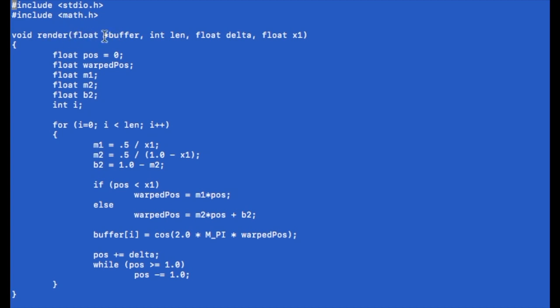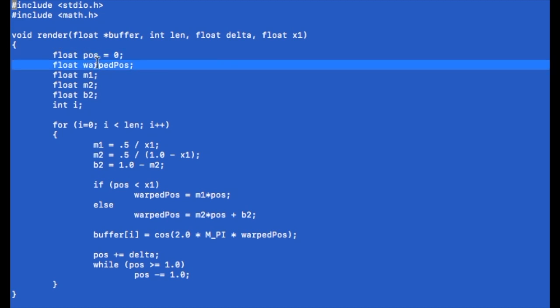So I've got my render function. We're going to be passing in a floating point array that we're going to fill. We've got how many samples we want. We've got what pitch we want in terms of the frequency divided by the sampling rate. And if that's really mysterious to you, you should go and check out my video on building basic oscillators. And then we have X1, which is how much we're cocking back that node that we talked about earlier. So we have the position that we're reading through from 0 to 1, like the linear reads in our traditional oscillators from before. Again, check out that video if you haven't yet.